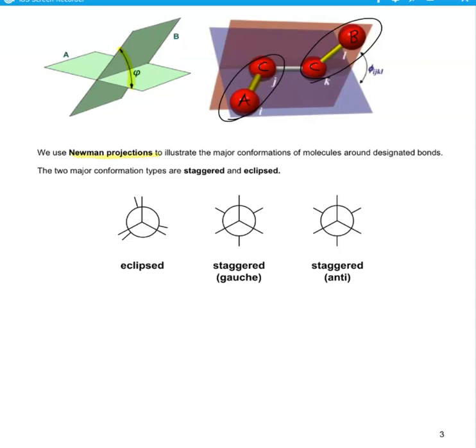Now, for starters, we are looking down a bond. So that's the terminology that you'll hear. You're going to look down a bond. That means that you select a carbon-carbon bond in the molecule and you orient it so that you're sighting down that bond. Okay, so let's take a look.